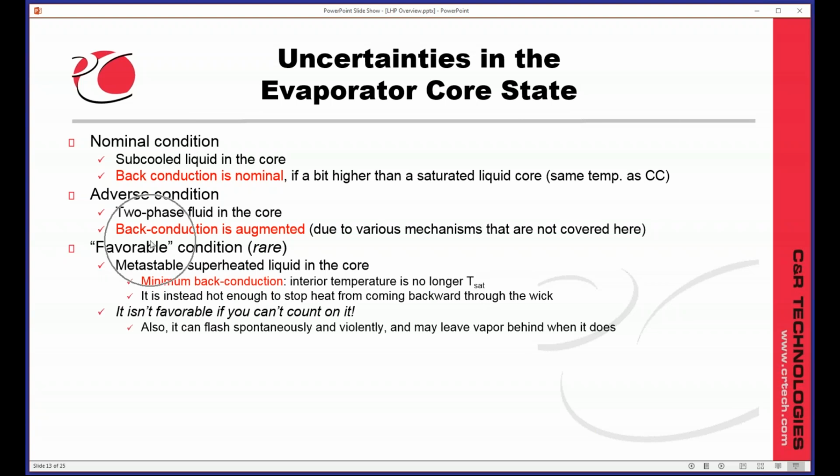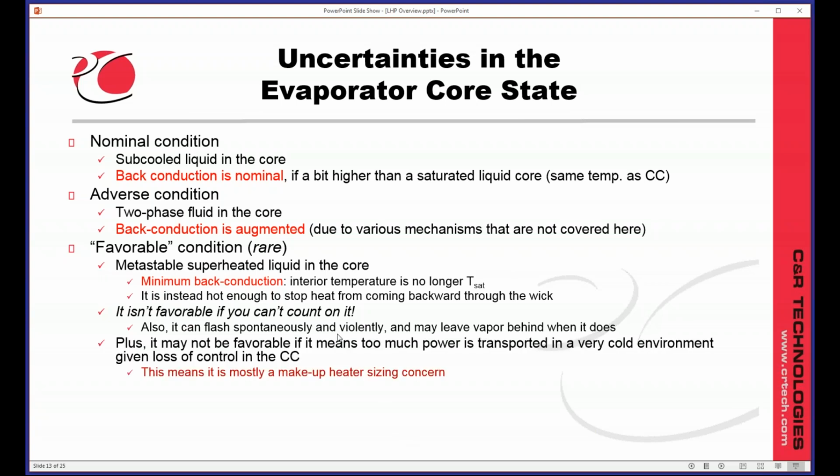Now, favorable is in quotes here because it isn't favorable if you can't count on it. If this happened all the time, great. An LHP would have very high conductance all the time, but it doesn't happen all the time. In fact, it's pretty rare. And when it does convert back to a stable state, it does so by flashing into two-phase fluid fairly violently, and it can take you right back to this condition of two-phase fluid inside the core. That's not the only reason you get two-phase fluid in the core, but it's definitely one of them.